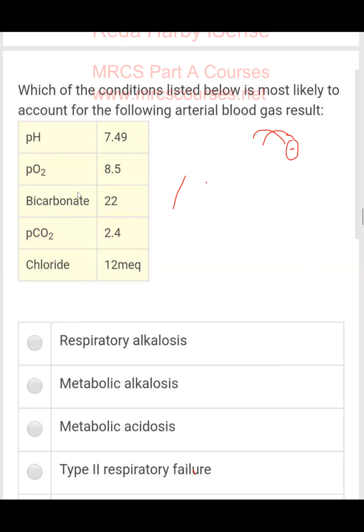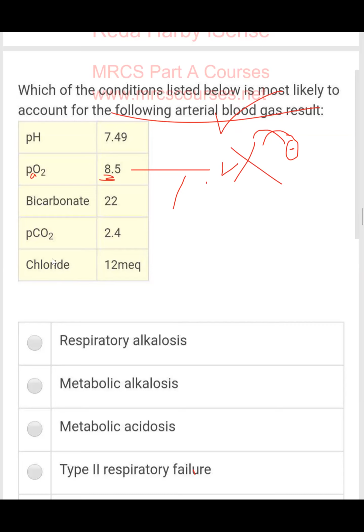The question is, which of the conditions listed below is most likely to account for the following arterial blood gas results? We'll go step by step. First we see the patient. Number one, no patient. Number two, PaO2 is low, but it is not less than 8, so it is not respiratory failure.